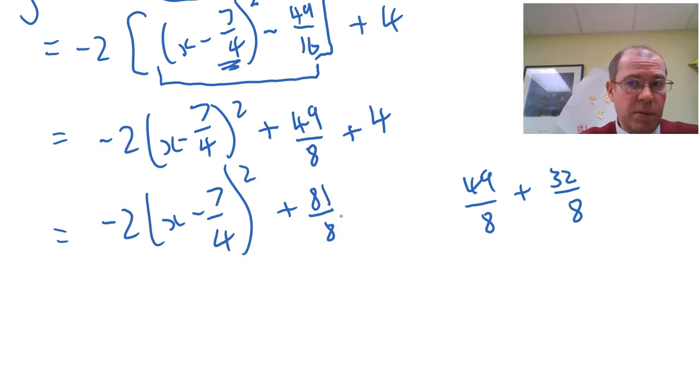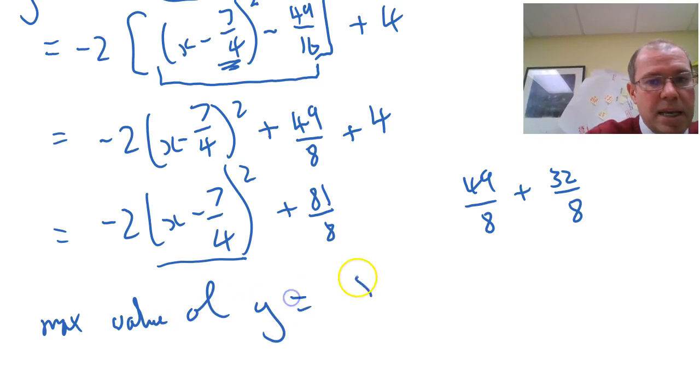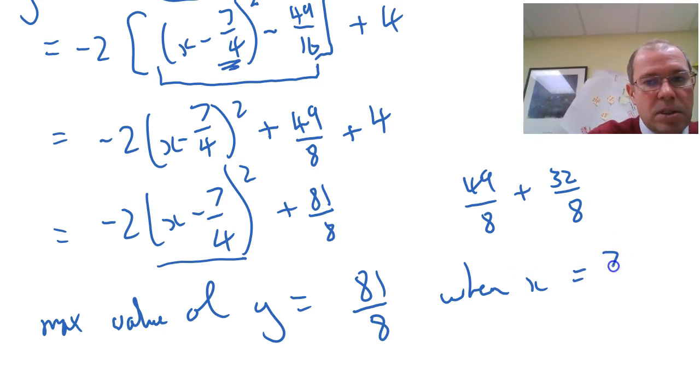So now we can look at this, and we've completed the square. Now we know that we've got here something squared. So something squared is always 0 or positive. So something squared times a negative is always 0 or negative. So the maximum value of y must be 81 over 8 when x equals 7 over 4.